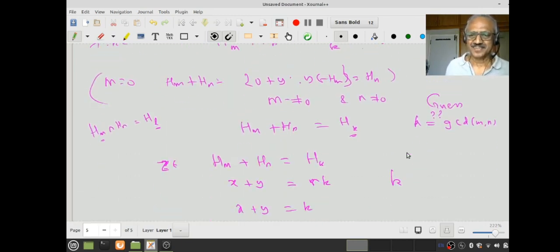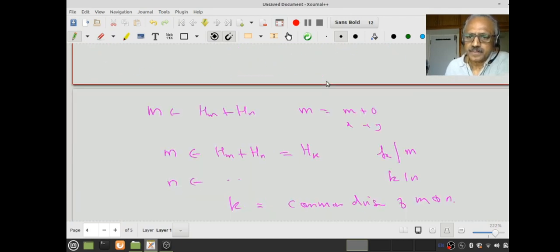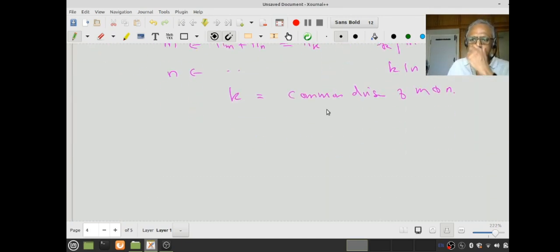Okay. So notice that in Hm plus Hn, m is also an element, and n is also an element, because I only have to take x plus y with one of them being 0. Hence any multiple of m will also be there. Therefore Hm is contained in Hm plus Hn, and similarly Hn is also contained in Hm plus Hn. Is that clear? So what you have found is a common divisor. Now we are through.